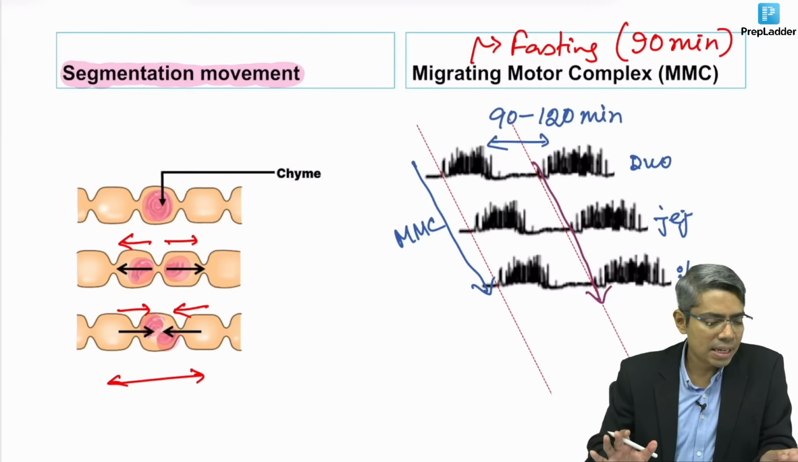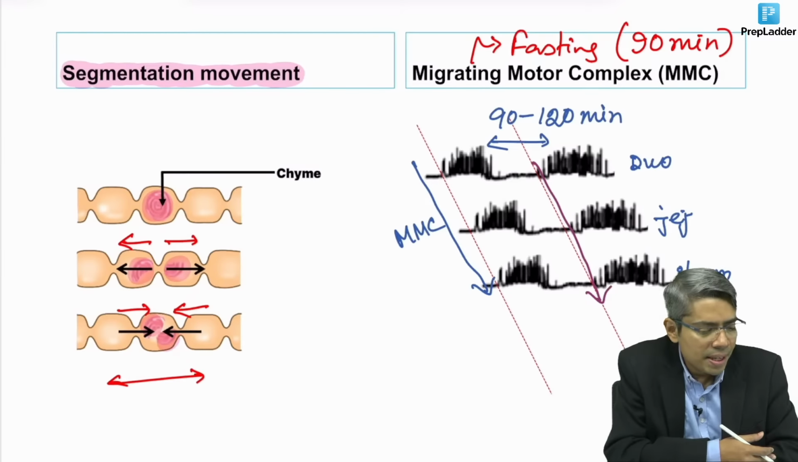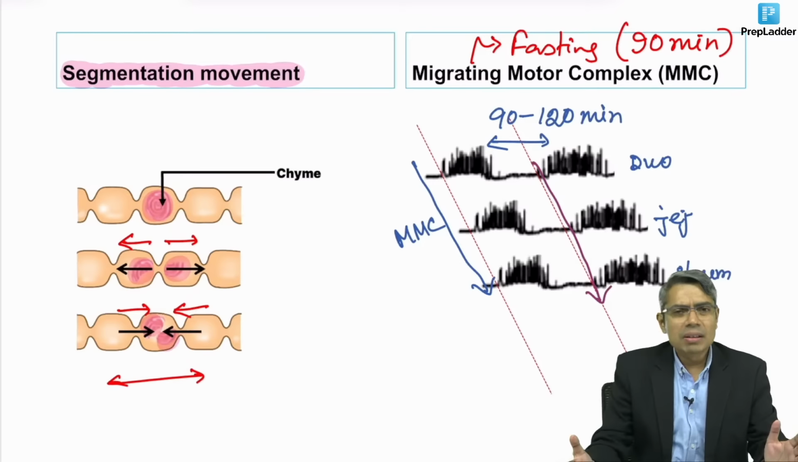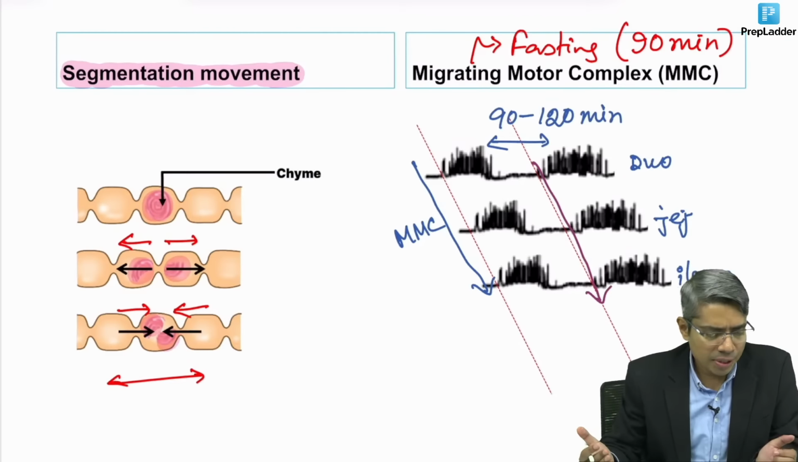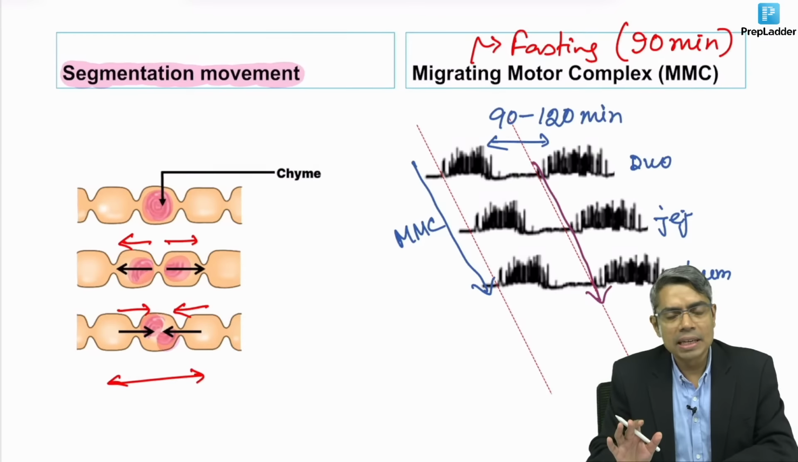So, the migratory motor complex is a very slow movement, yes, as you said. Please do not mind, this session requires at least 15 to 20 minutes more. So, it will reappear at an interval of 90 to 120 minutes. This is all about the migratory motor complex.